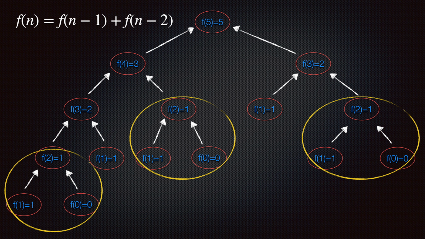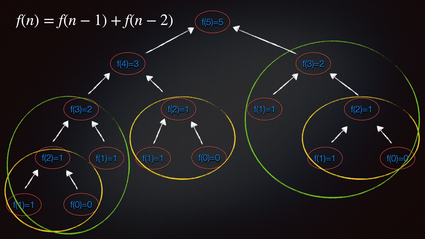Specifically, these three branches look exactly the same and calculate f2 3 times. Additionally, f3 here, these two, also do the same thing. What if instead of computing the same value again and again, we create a basic lookup table to see if a value has already been computed and use that instead?